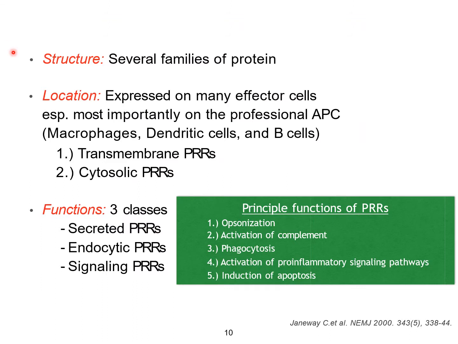These pattern recognition receptors are several families of proteins. They come under different types of proteins, and you all know the structure and classification of proteins. In terms of location, these are located on effector cells, especially on the professional antigen presenting cells like macrophages, dendritic cells and B cells. Tissue monocytes are the macrophages, and dendritic cells are the cells that reside in lymphoid organs and peripheral tissues.